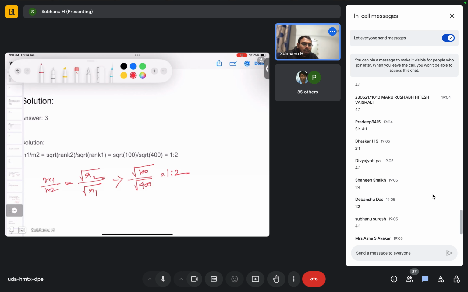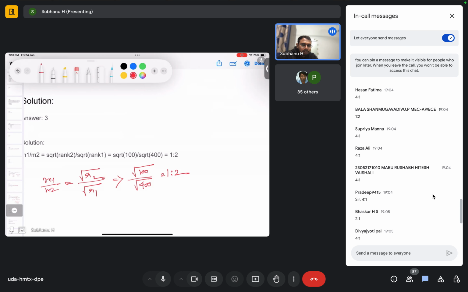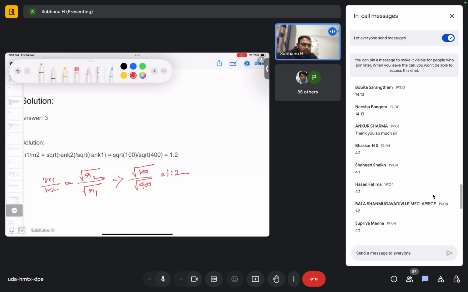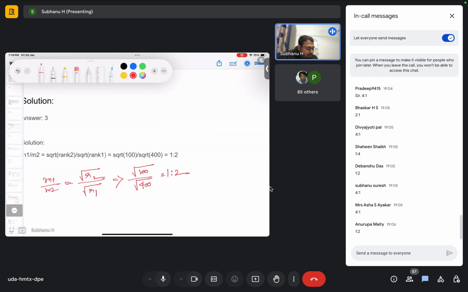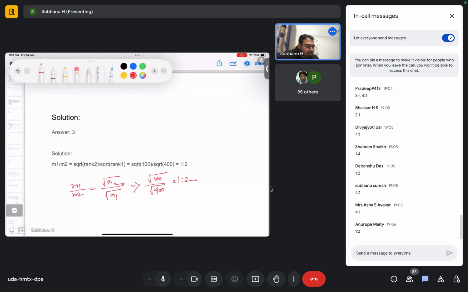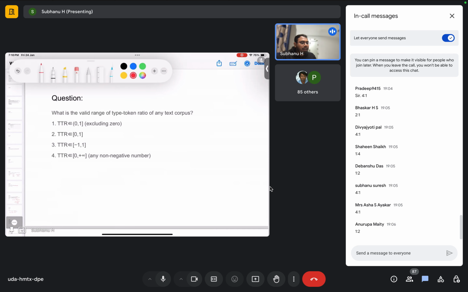Devanshu Das and Bhaskar gave the correct answer, and Anurupa Maiti too. Thanks to all of them who gave the correct answer. So this was the concept, and if you see the lecture, you will get the idea.